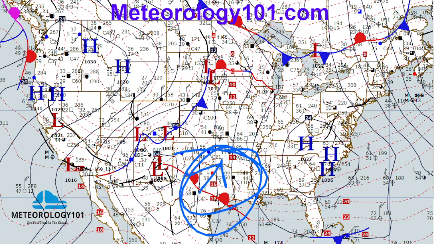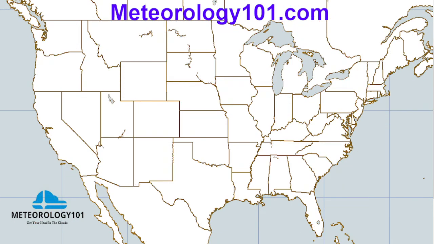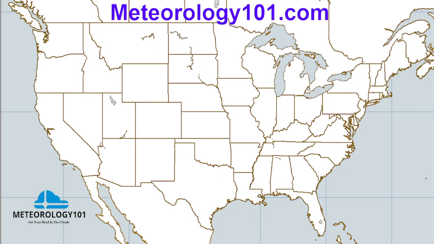Alright, so let me clear this out. Now we'll go to the 850. Let's look at that low pressure system at 5,000 feet.